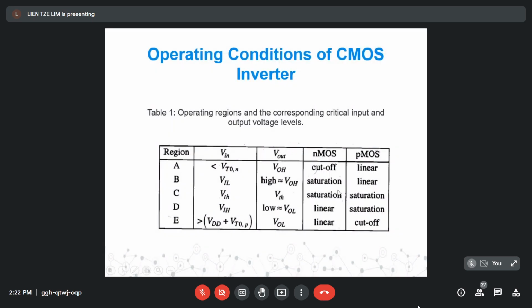This one is a table that summarizes all the input conditions, with the output and the operating mode for the NMOS and PMOS. I will leave this one to you, it will help you when you study back. I already explained this just now with the use of the VTC.